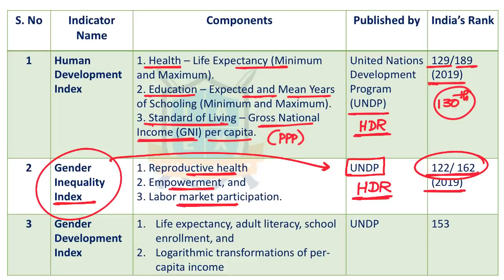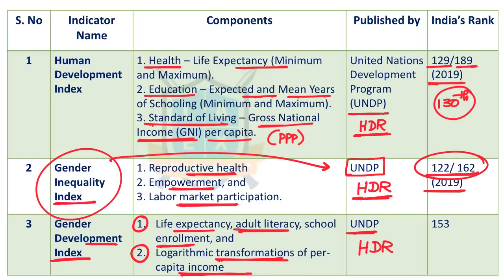Third important indicator or index is Gender Development Index. This index considers two important aspects: life expectancy, adult literacy, school enrollment, and logarithmic transformation of per capita income. These two components are considered under Gender Development Index. It is also calculated under UNDP in the same report, Human Development Report, and India got 153rd rank last year. This year, the Human Development Report has not been out. That's why we are taking up the numbers of last year.